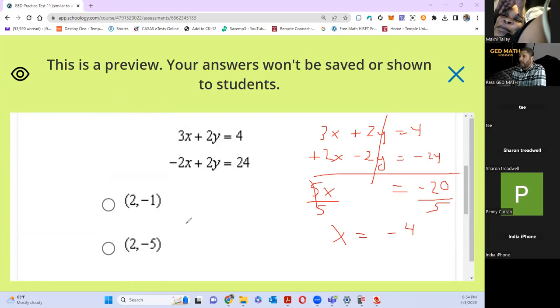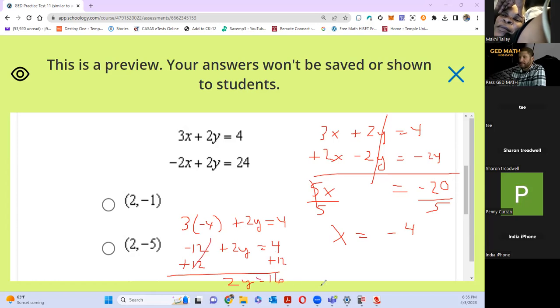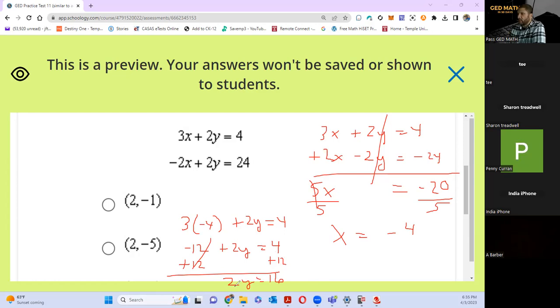So 3 times -4 plus 2y equals 4. What's 3 times -4? -12. So -12 plus 2y equals 4. If I want to get y by itself, what do I need to get rid of? The 12. I mean, add 12 to both sides. Whatever we do to one side, we do to the other. So we get 2y equals 16. To get y by itself, divide by 2. It gives you a positive 8. So y equals 8.